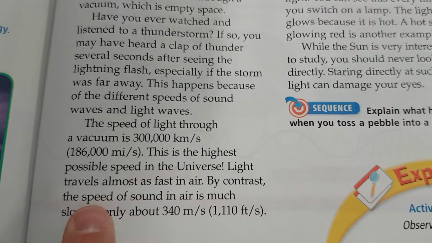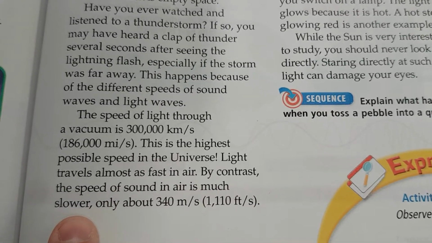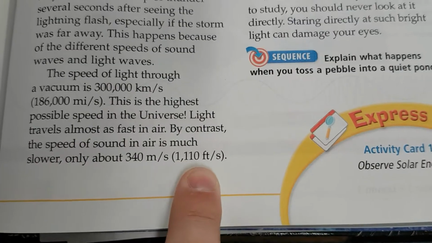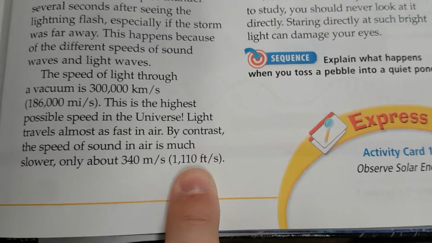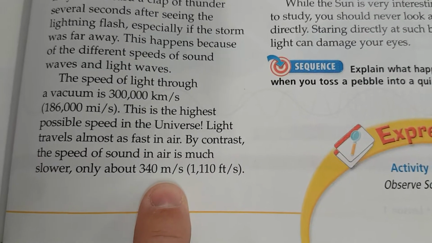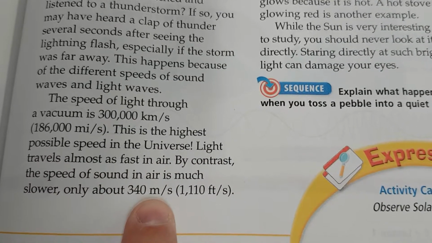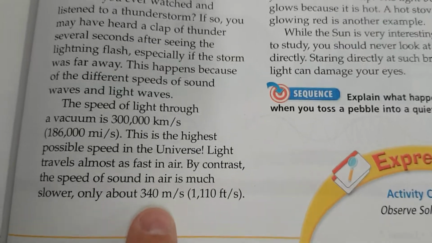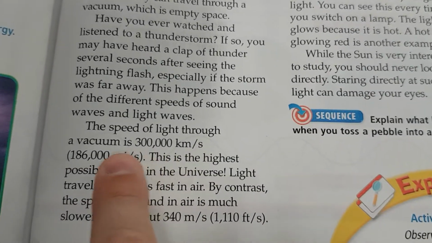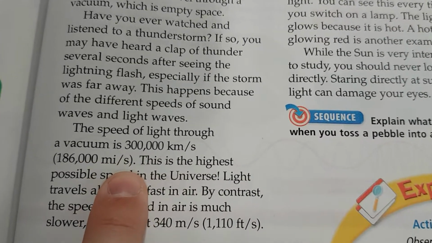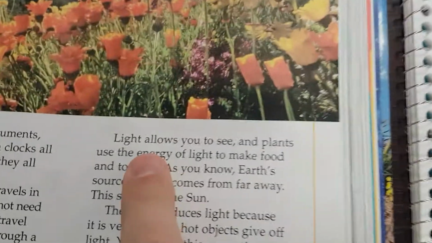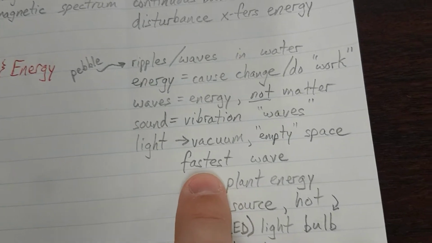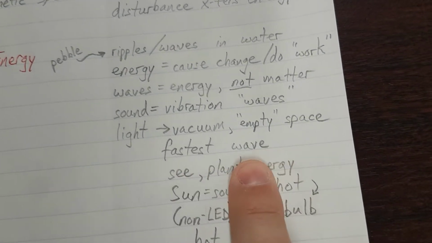By contrast, the speed of sound in air is much slower, only about 340 meters per second, or 1,110 feet per second. Okay, 340 meters per second, that's probably about 4 football fields long. So that's a lot shorter distance in 1 second than going around the Earth several times in 1 second. Okay. So underneath light, we're going to indent and we're going to say fastest wave.